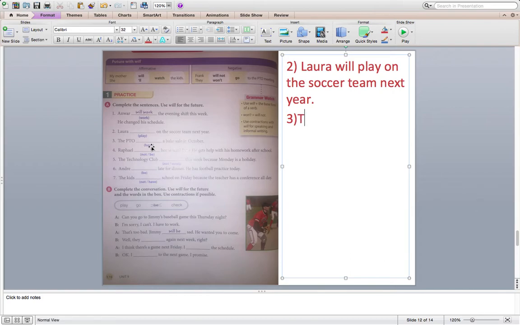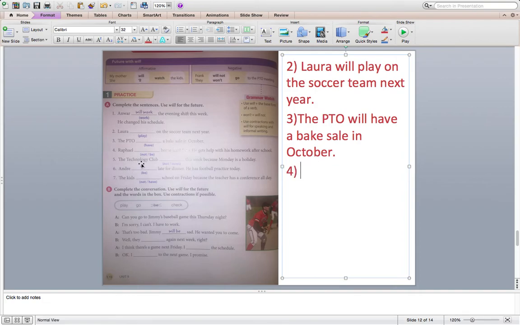The PTO will have a bake sale in October. So both of those were affirmative. Number 4, you will notice that it is negative because it has the word not. This one's a little different.